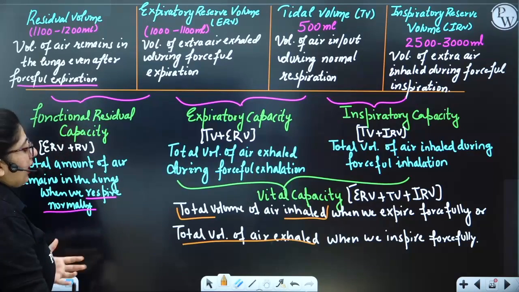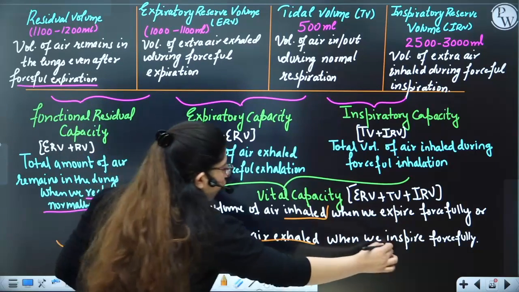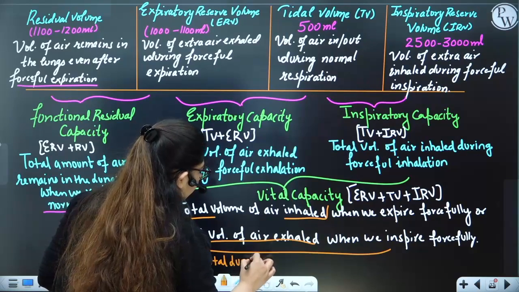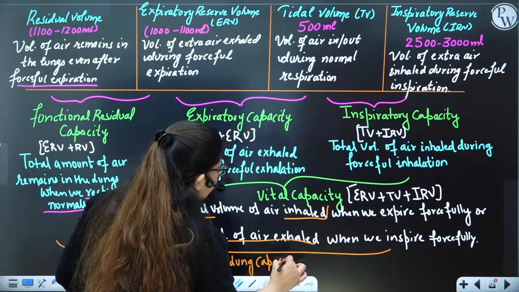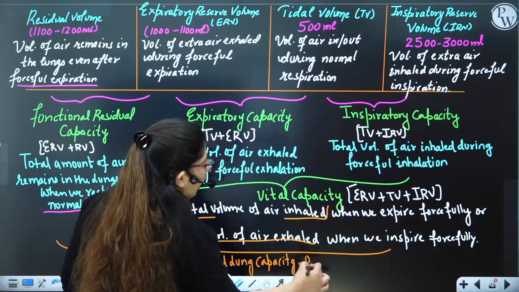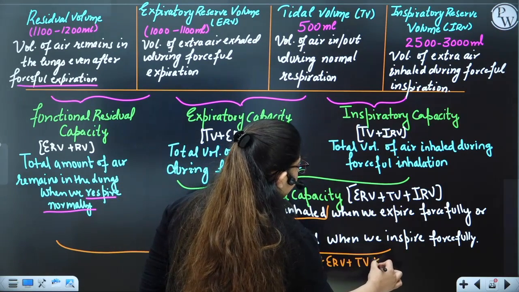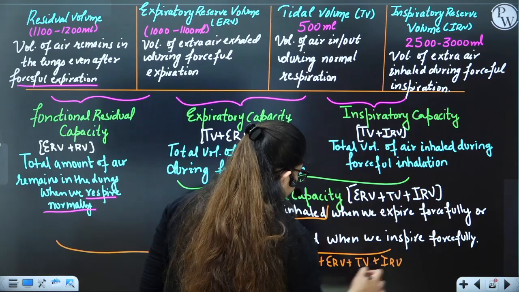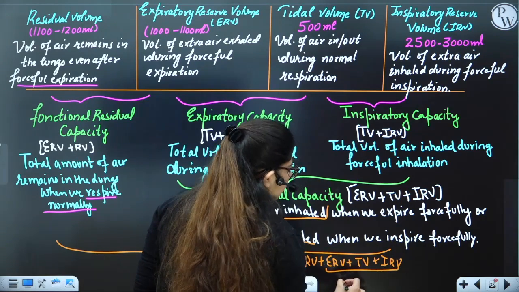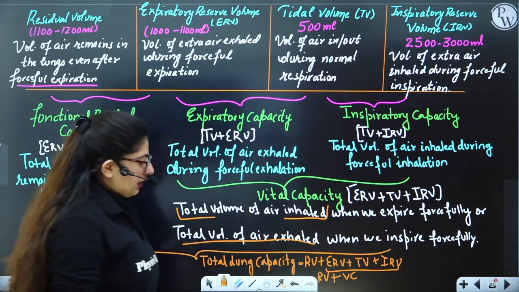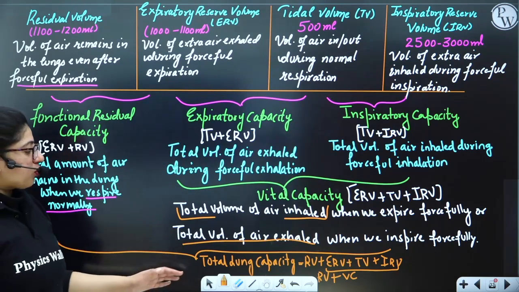Now what is TLC? When you add all these, that is total lung capacity. What is total lung capacity? RV plus ERV plus TV plus IRV. Or you can also write ERV plus TV plus IRV as vital capacity. So it becomes residual volume plus vital capacity as well. Fine.